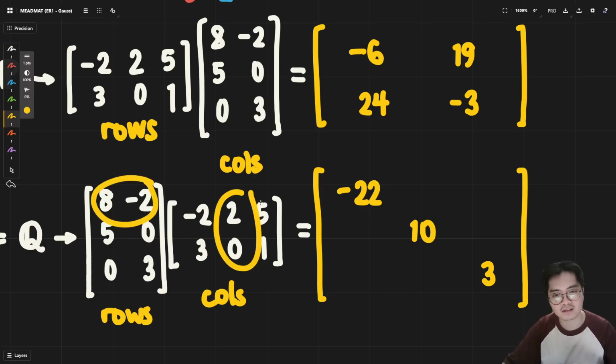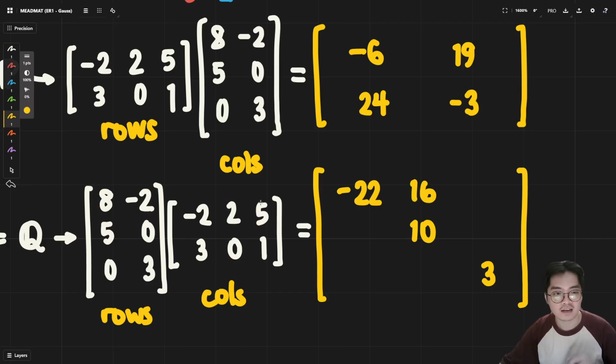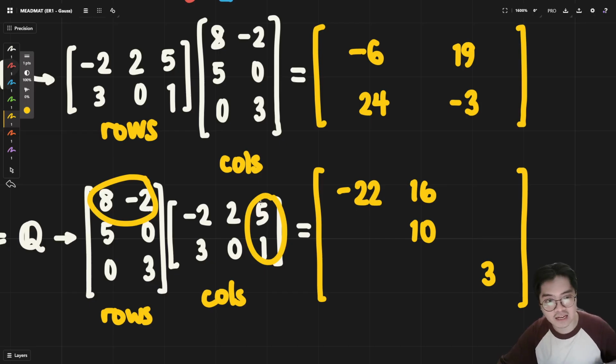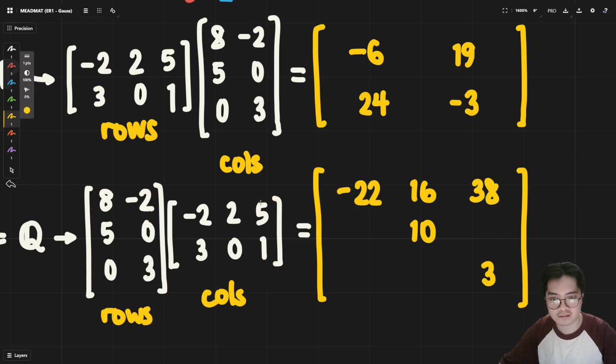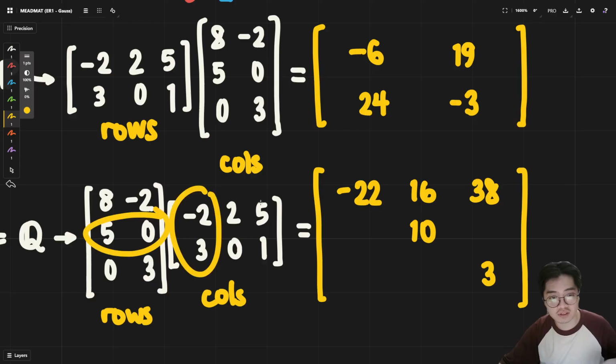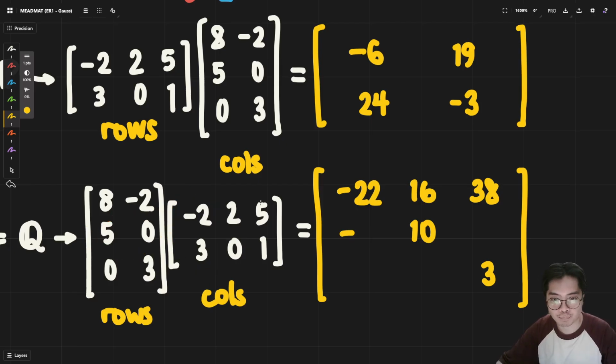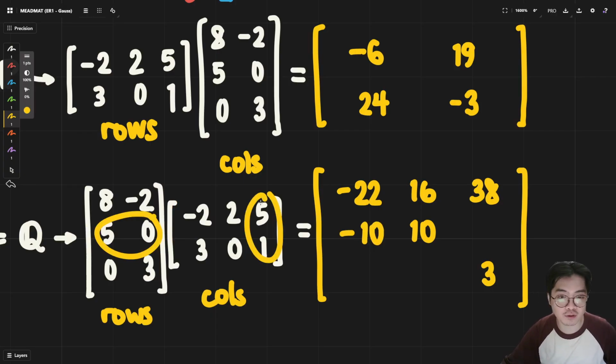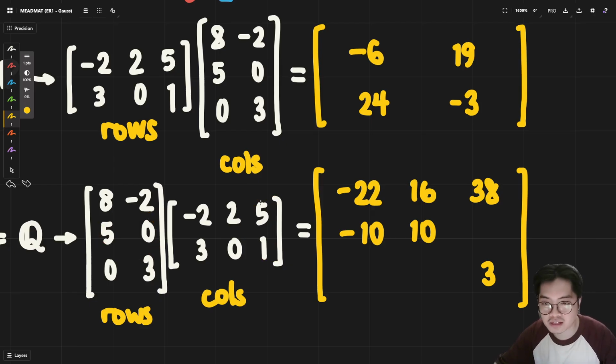First row, second column, 8 times 2 is 16, -2 times 0 is 0. So this is 16. And then first row, last column, 8 times 5 is 40. -2 times 1 is -2. 40 minus 2 is 38. Second row, first column, 5 times -2 is -10. And then 0 times 3 is 0, so -10. And then second row, third column, 5 times 5, 25. 0 times 1 is 0, so this should be 25.